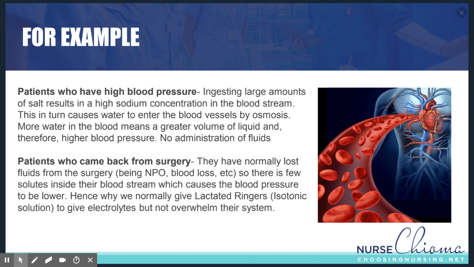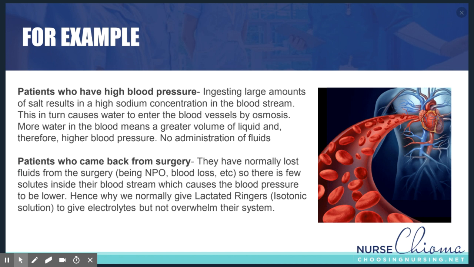So remember, with high blood pressure, there's more salt particles in the vessels. So as a result, water is staying in the blood vessels. And because water is staying in the blood vessels, that's why the blood volume is increased. That's why it is constricted, right? And that's what's causing the blood pressure to go up.